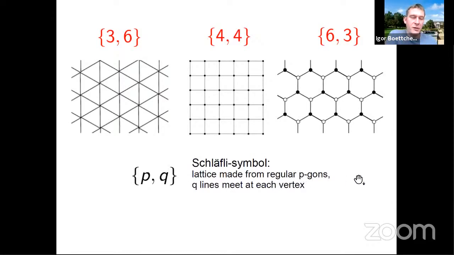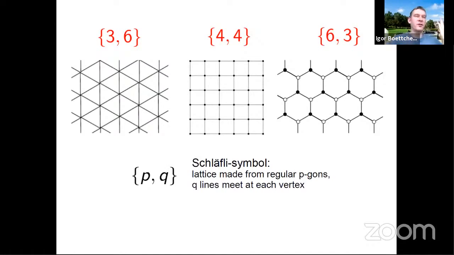And to bring them a little bit in order, I introduce this so-called Schläfli symbol after the Austrian mathematician Schläfli, which is these curly brackets with two integers p and q. And this p tells you that the lattice is made from regular p-gons, and the q is the coordination number of this lattice. So for instance, the honeycomb lattice is made from hexagons, p is 6, and the coordination number is 3. 3 edges meet on each vertex, so this is {6,3}. The square lattice is {4,4}, obviously, and the triangular lattice made out of triangles is {3,6}, because the coordination number is 6.